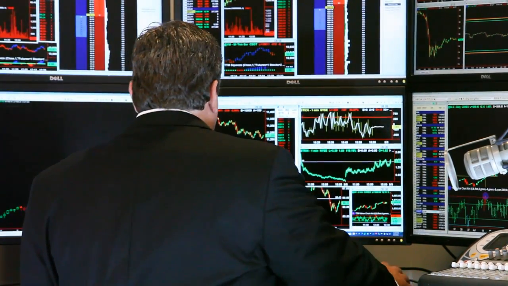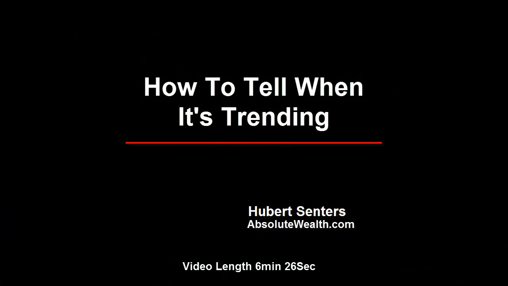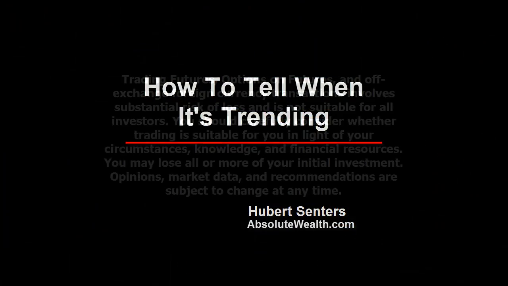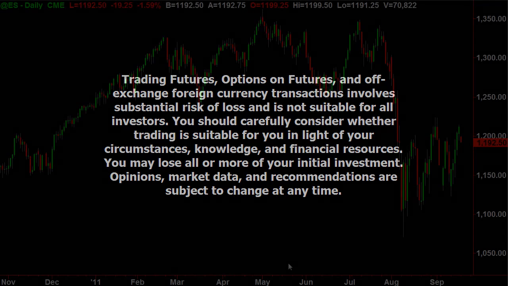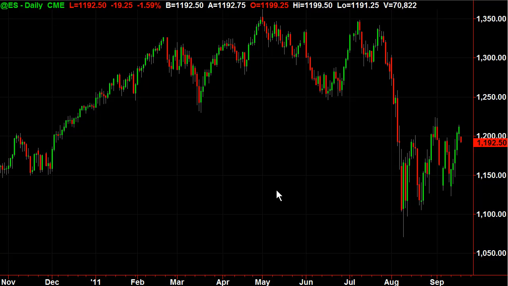Let's take a look at this week's strategy. In this week's strategy, we are going to focus on how to determine if a market is trending or if it's choppy and sideways. And we're only going to trade when a market is trending in order to increase our odds of making money and decrease our odds of losing money.